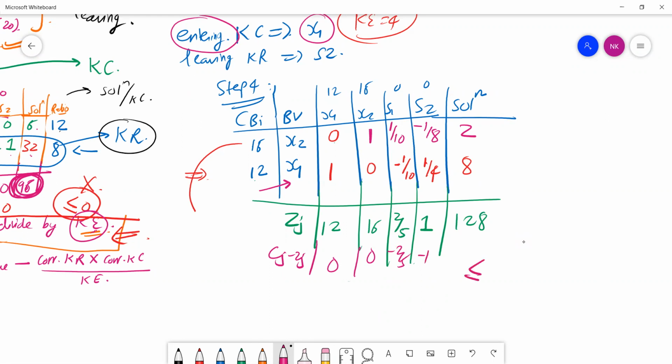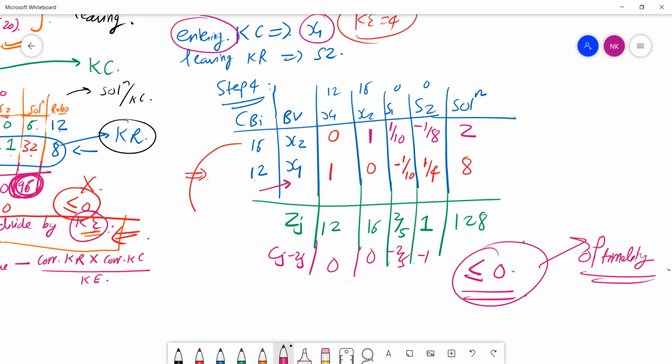So that means all the values are less than or equal to 0, and that was what our optimality condition is. That means the process has ended. That's it. We are now at the solution of our question. After such a long duration, we have reached the solution of our question. So what is the solution?